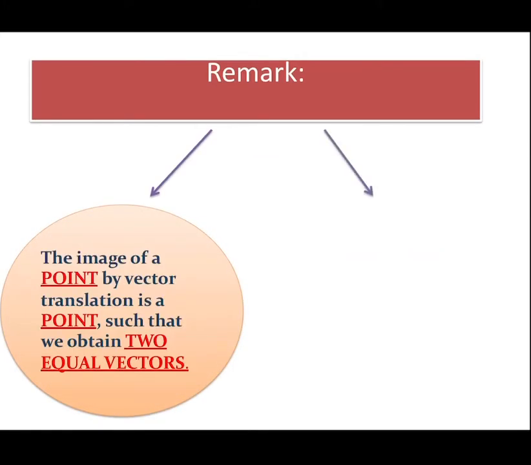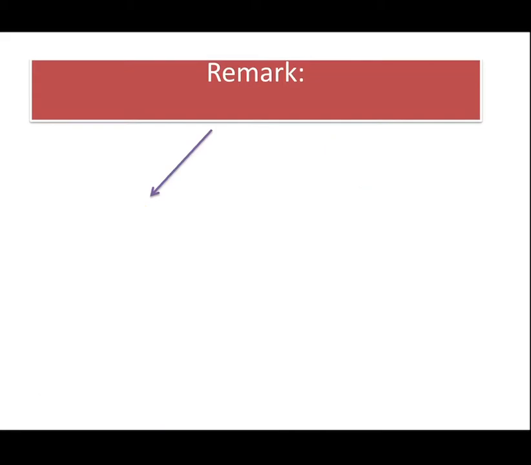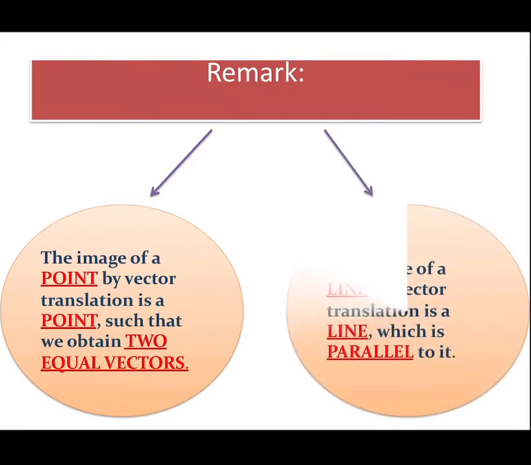We know that the image of a point by vector translation is a point, such that we have two equal vectors. It is a remark from the last chapter that the image of a point is a point under vector translation, such that we have two equal vectors. The second remark, the image of a line by vector translation is a line which is parallel to the given line.